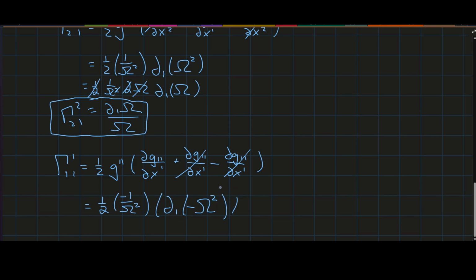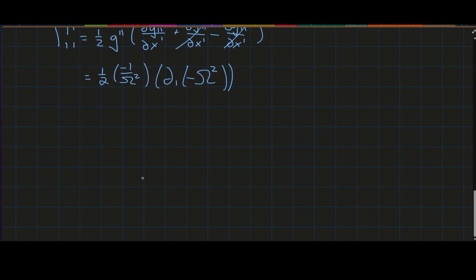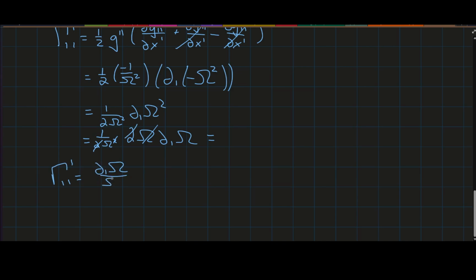Okay, so as before, now we can pull out the minus sign. This is simply just 1 over 2 omega squared d1 omega squared. So let's do the chain rule here. So we get 1 over 2 omega squared times 2 omega d1 omega. So the 2's cancel, the omega cancels with the square, and we get something similar again. I'll write it down here though. So gamma 1, 1, 1 is del 1 omega over omega. So you start to notice a trend here. These all look pretty similar.